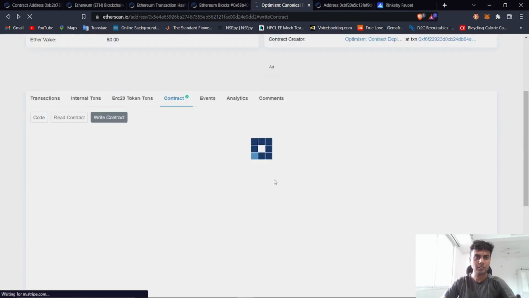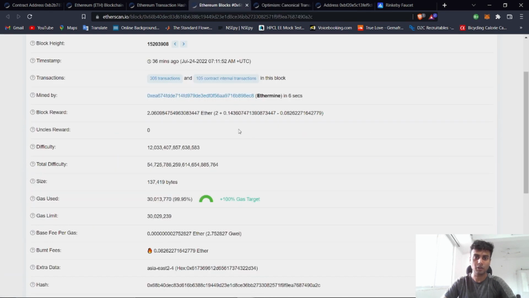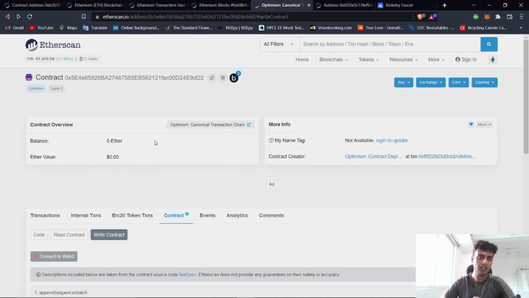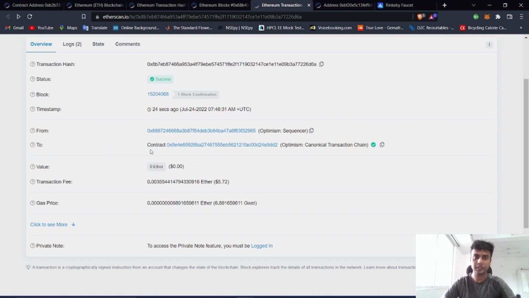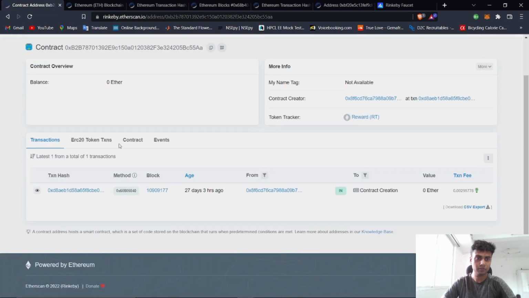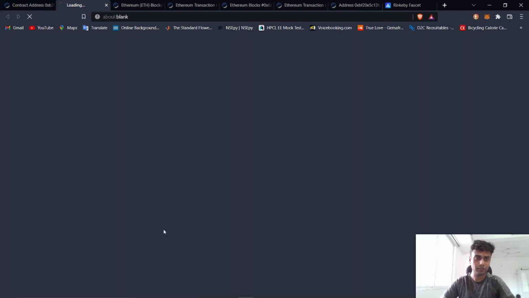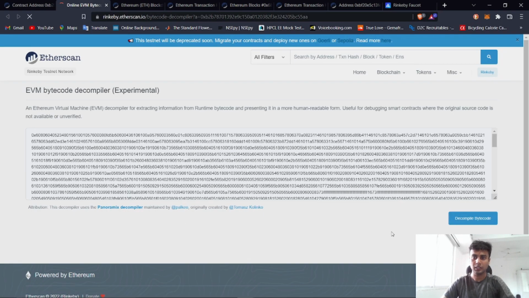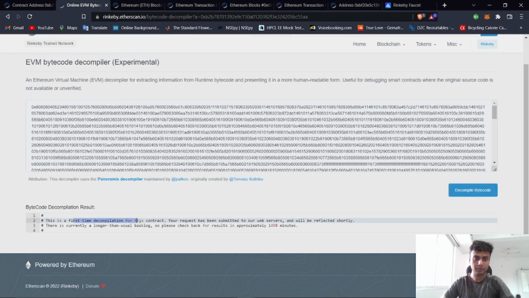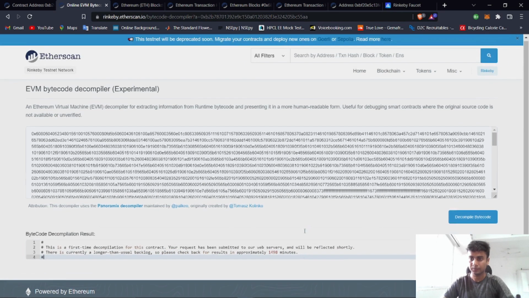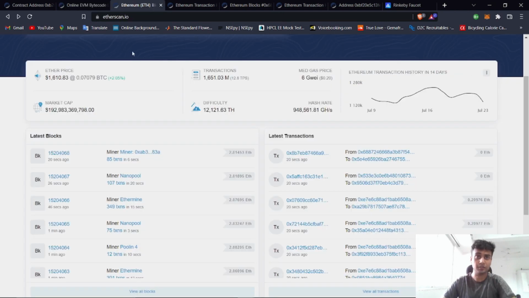Okay, so that's how we explored Etherscan. We have explored the Etherscan blocks, and we have explored the Etherscan contracts, and these contracts can give you a lot of details. We can see the contract. If it is verified and published, we can see the code also. Otherwise, in this contract we can go to contract, and here is the opcode. We can decompile this bytecode to get a contract. Okay, decompile it. This is the first-time decompilation of this contract. Okay, decompile is not working right now.